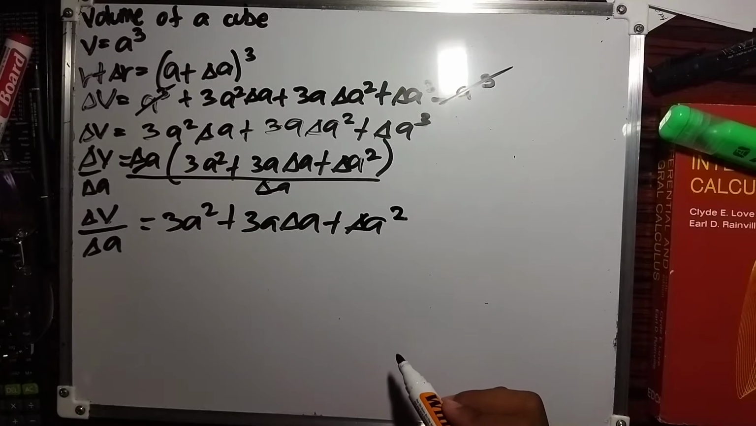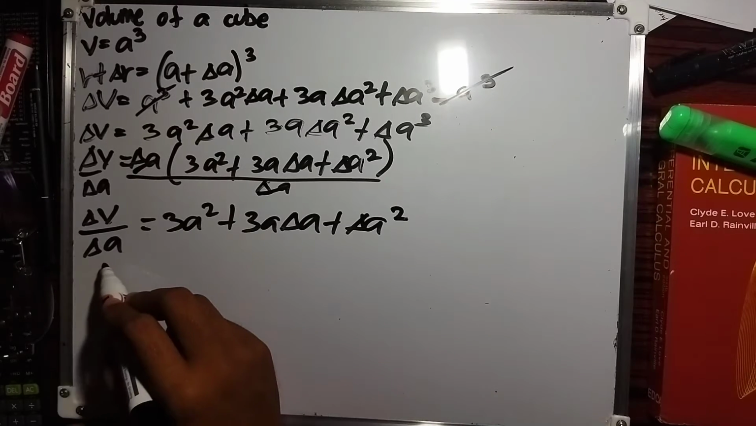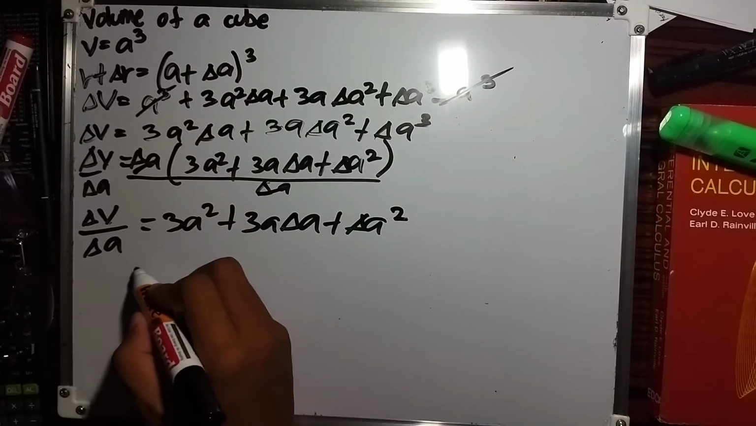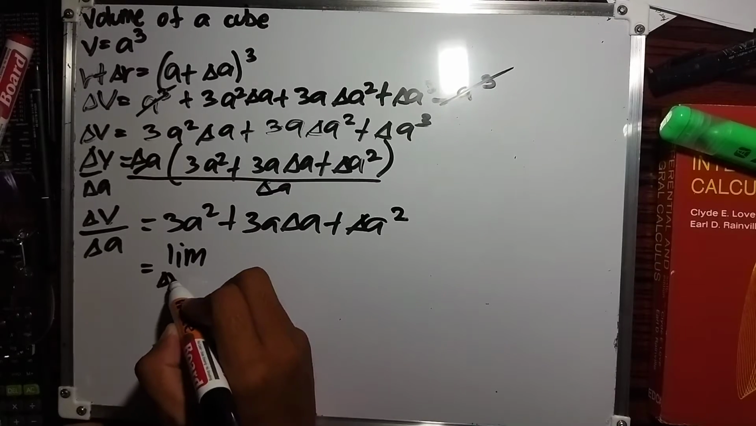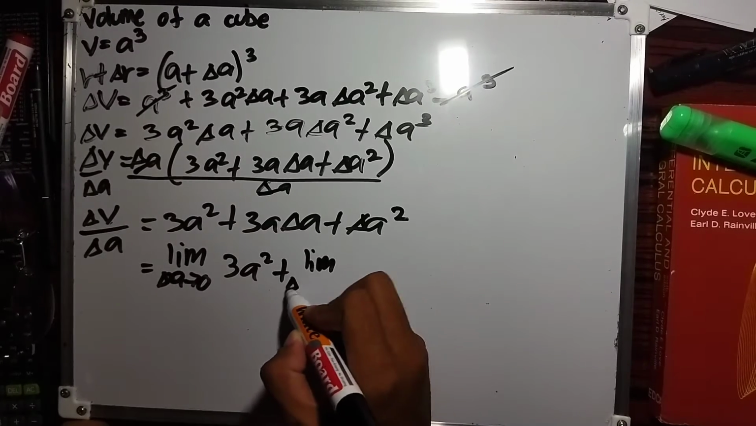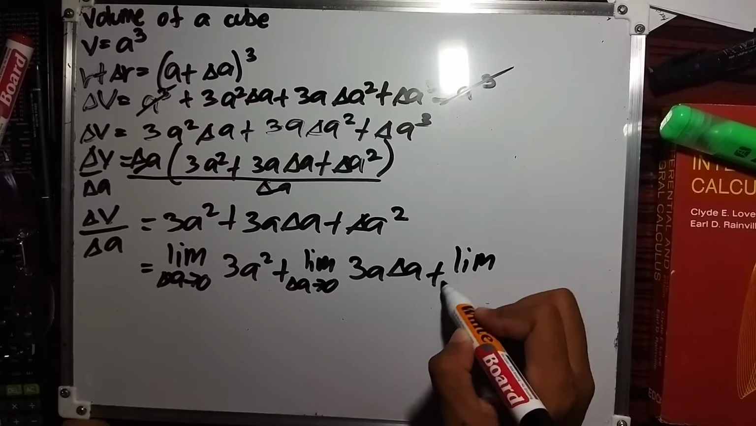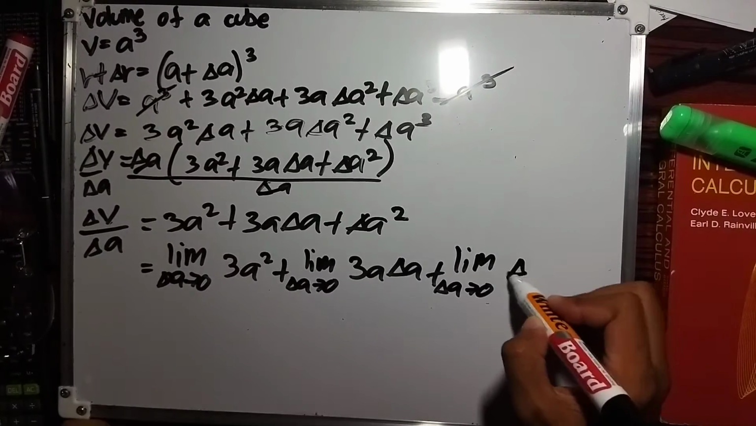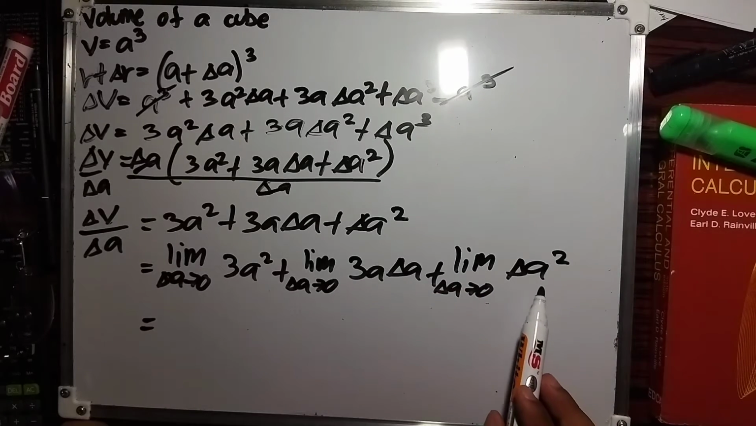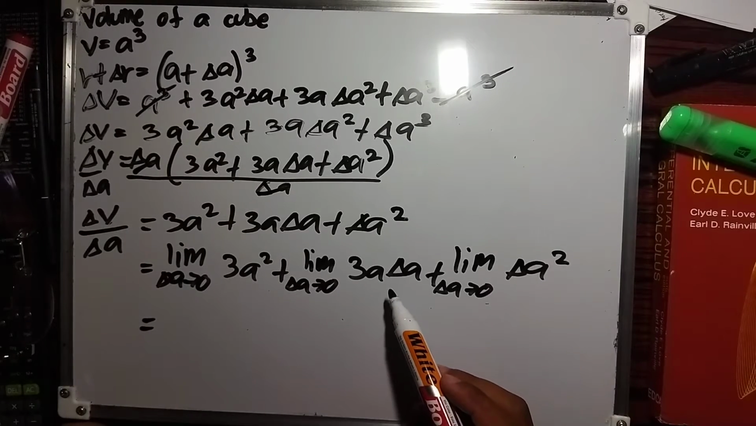So we'll be following the third step, the last step of the rate of change, which is to find the rate of change from the derivative where the denominator approaches 0. So delta a here, our denominator, will be approaching 0. So the limit as delta a approaches 0 of 3a squared plus the limit as delta a approaches 0 of 3a delta a plus the limit as delta a approaches 0 of delta a squared. So we have delta a here, so it will be automatically 0, and also here it will be automatically 0.